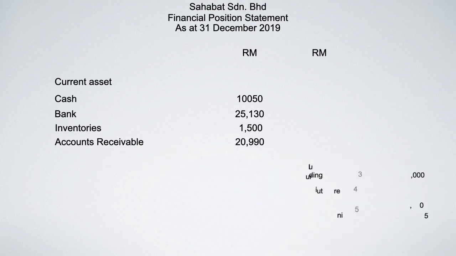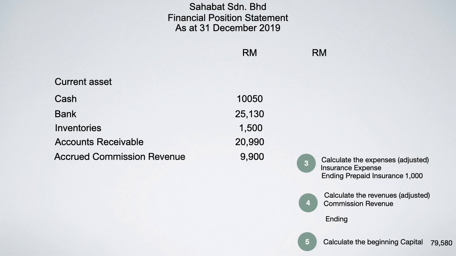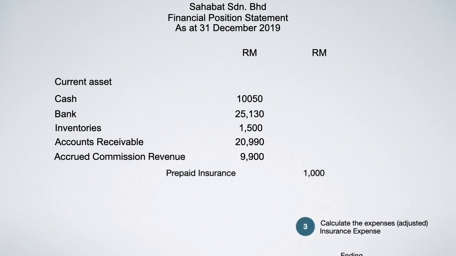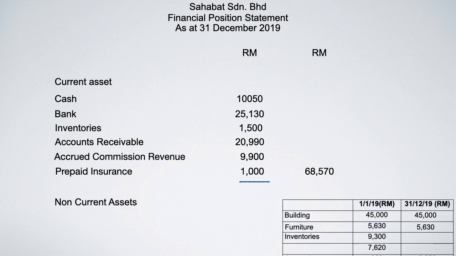And then ada lagi tak? Okay, jangan lupa tadi masa kita kira tu kita ada accrued commission revenue. Nombor ni datang masa kita kira commission revenue tadi ya. Kalau you termiss, you patah balik dekat part tu tadi, you cari. Okay. So, prepaid insurance, ini pun kita ambil masa kita kira insurance tadi. Okay. So, this is all the ending information for the current asset. So, the total for non-current asset pula.